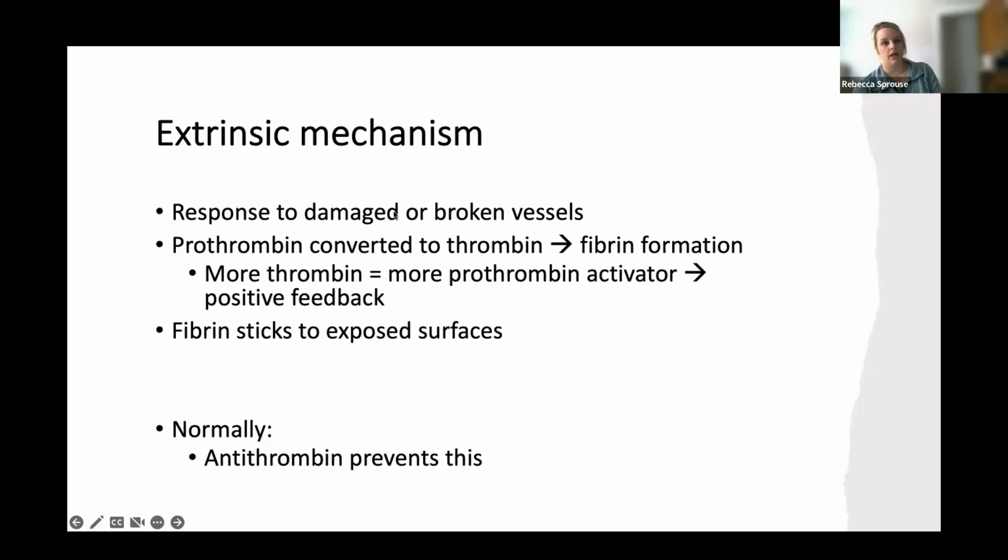So this is the blood clot formation. This is the positive feedback that I was talking about. So prothrombin is converted to thrombin via this prothrombin activator. So the more thrombin that you have, it positively feeds back to the prothrombin activator here, which causes, again, more thrombin to be formed.